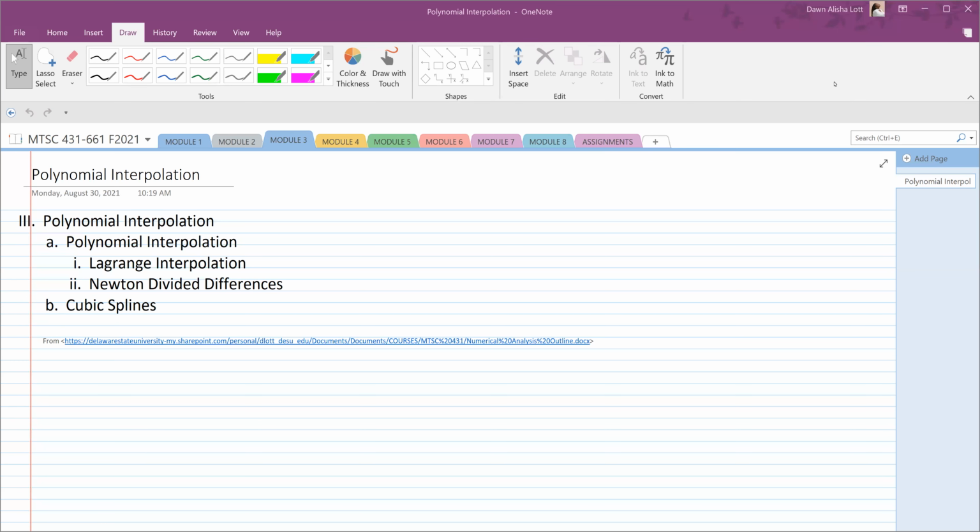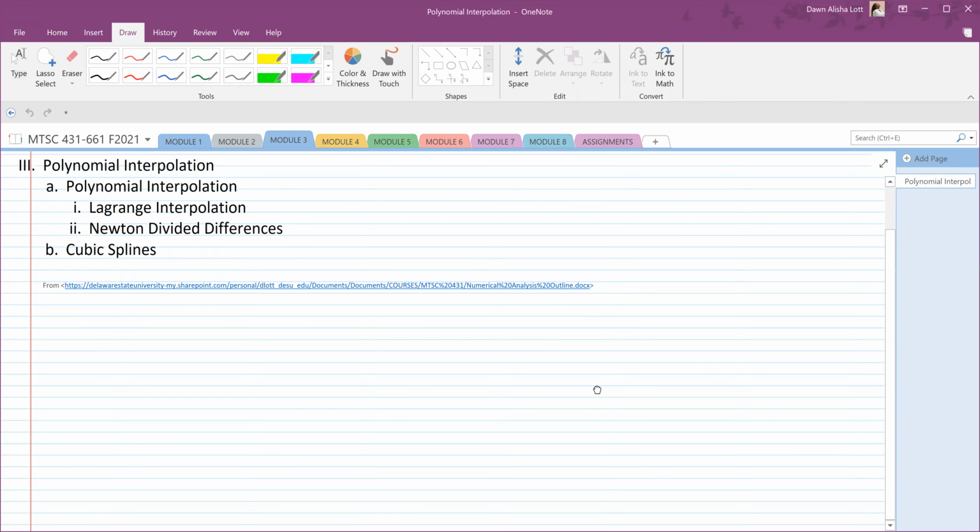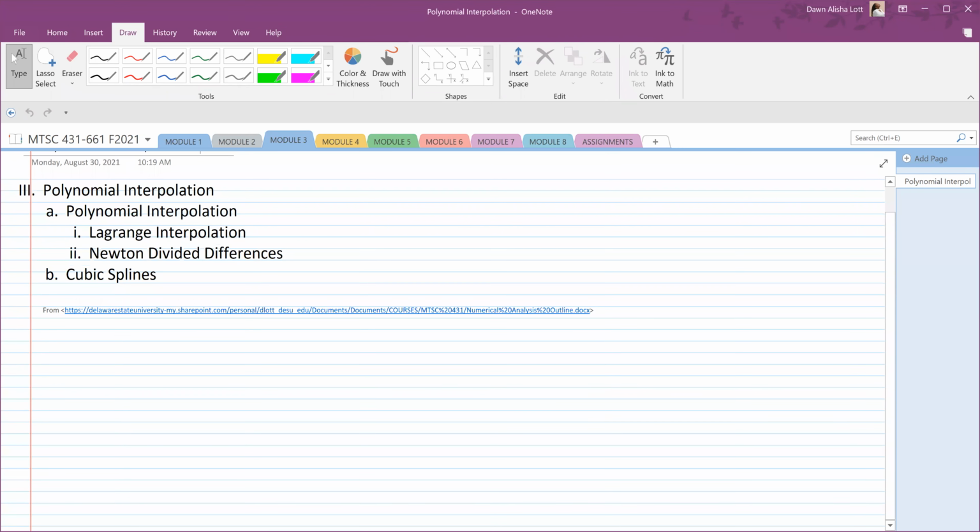Okay, so part 3 or module 3 is polynomial interpolation. And we'll be looking at Lagrange interpolation, Newton divided differences, and cubic splines in this particular section. Okay, so what is interpolation?